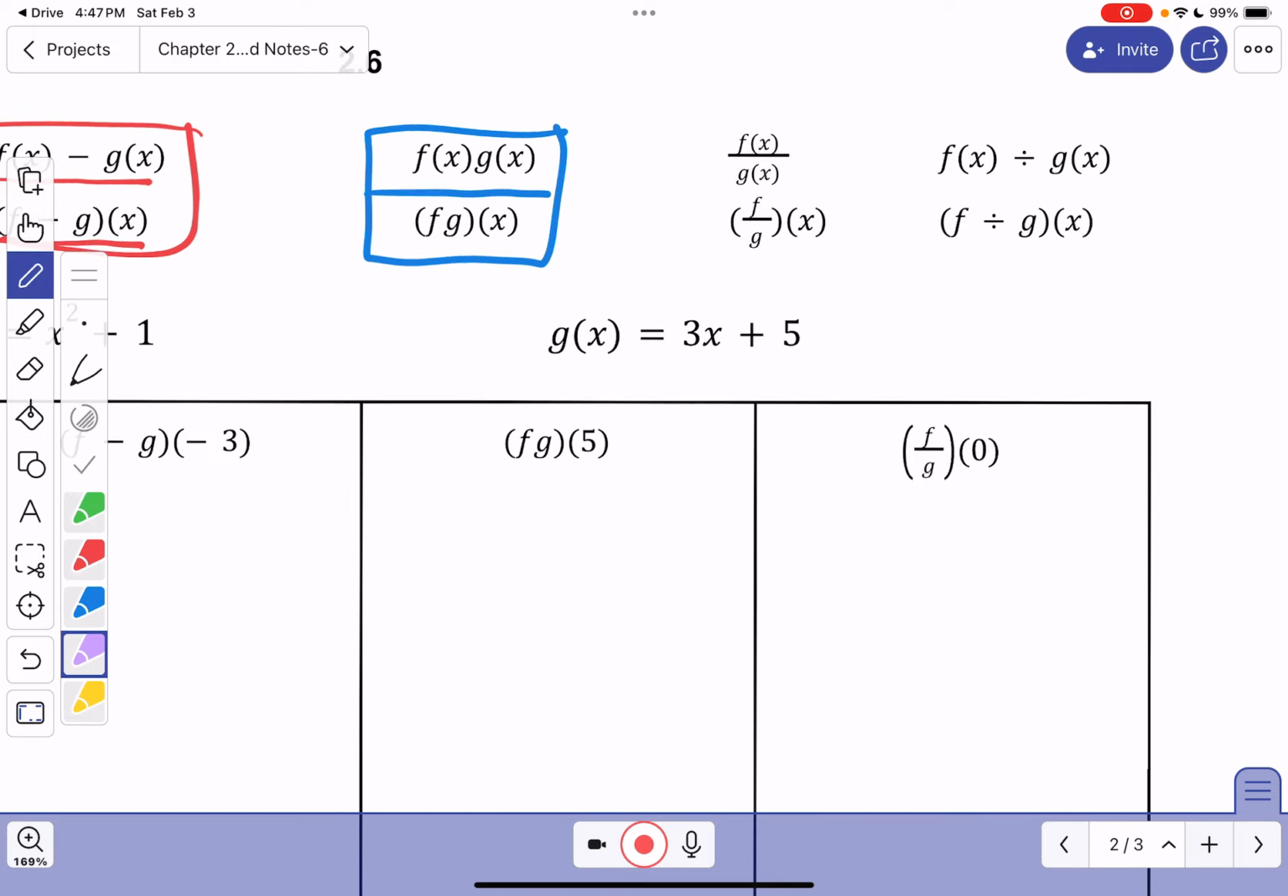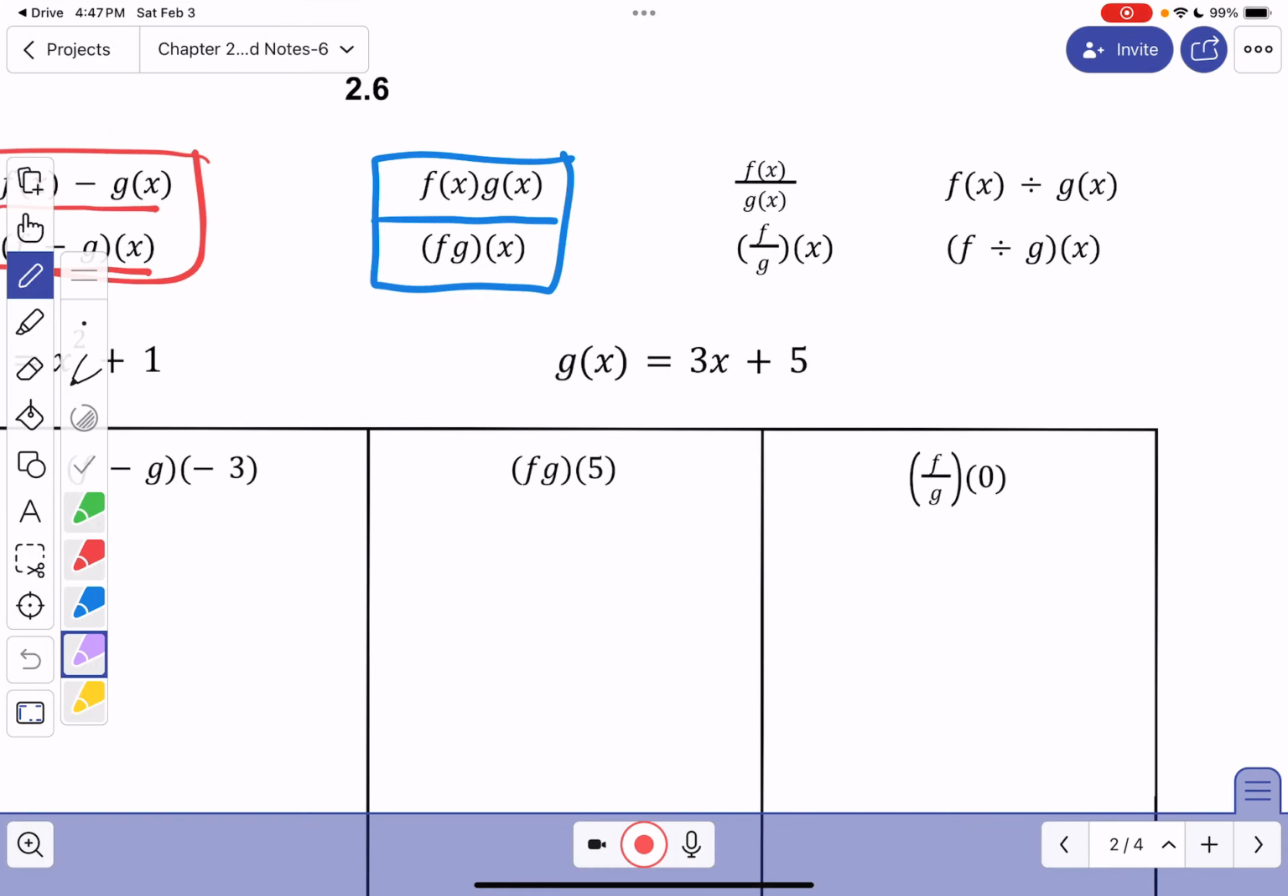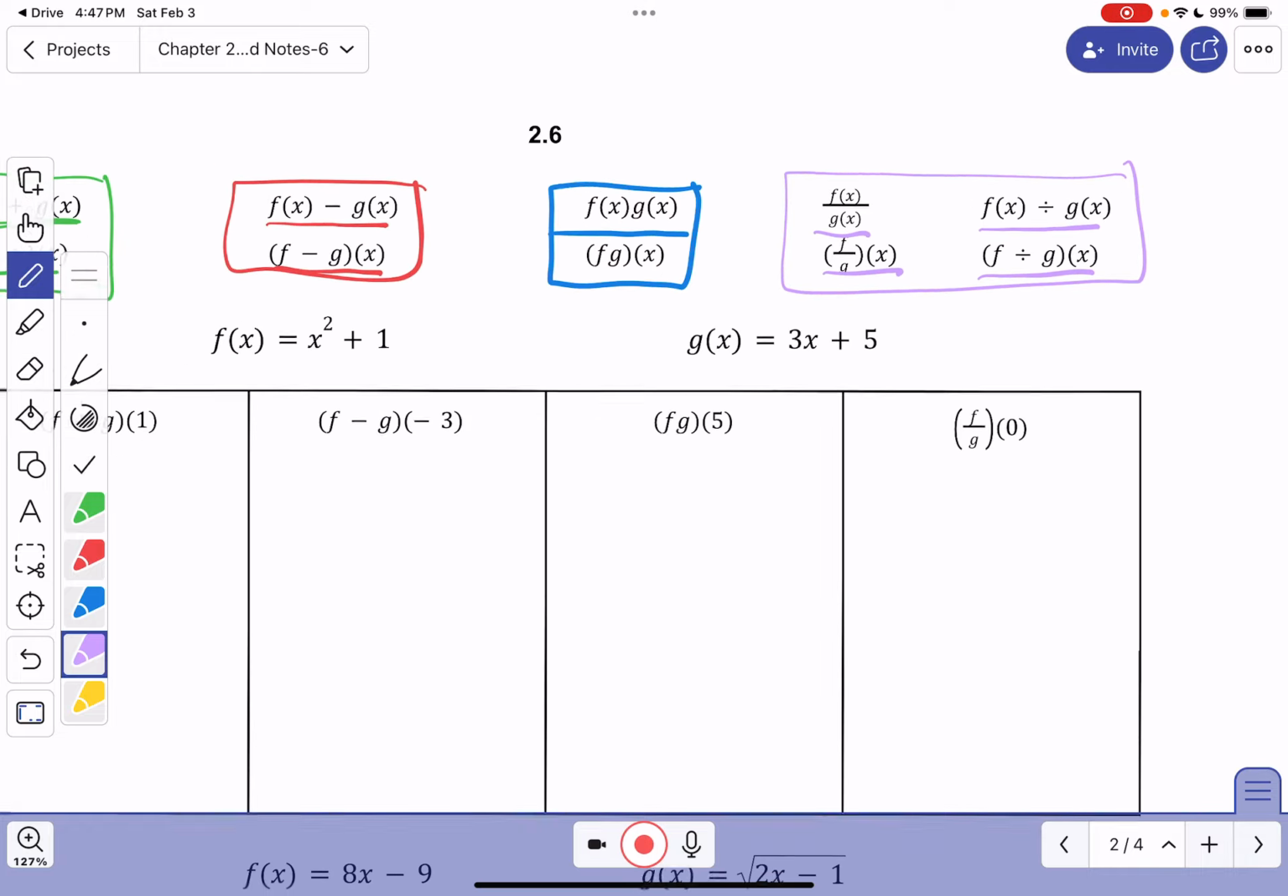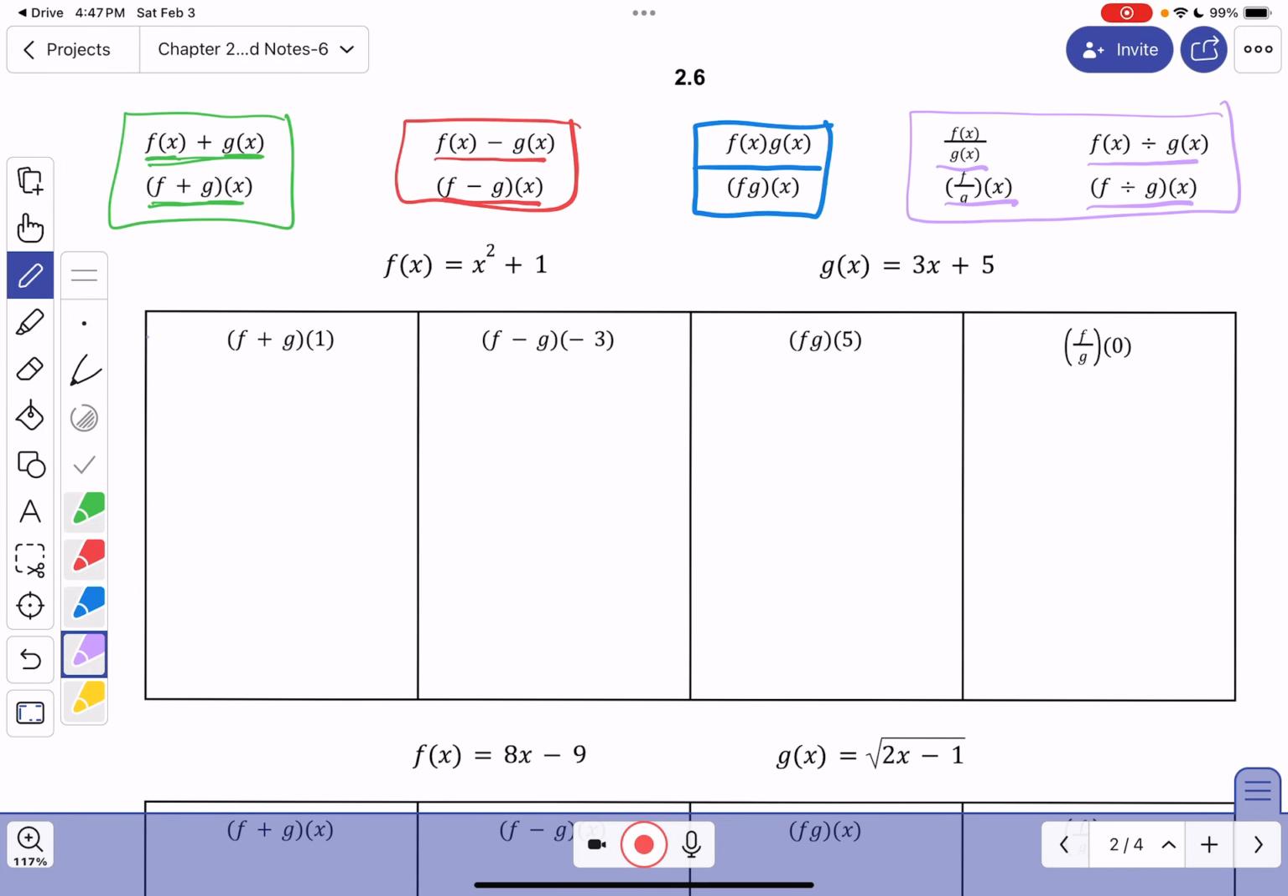And then all four of these are going to show you division, because the division symbol can be used or the fraction can be used. So all of those four things mean divide. So now let's go into what that means.